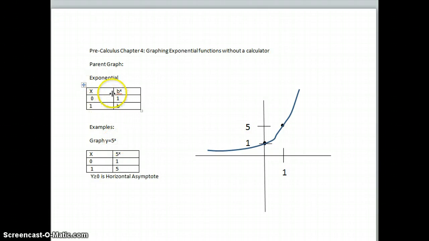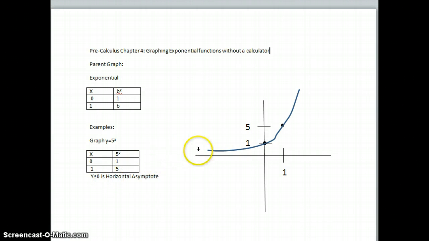Looking at our parent graph up here, we're going to have x, and underneath it is always 0 and 1. And then we know what our b is now, which is 5. So we're going to have 5 to the x, which is always going to be 1 and whatever b is, in this case 5. In case you forget 1 and b, you could always do 5 to the 0 power equals 1, and then 5 to the 1 power equals 5. Pretty simple. And then our horizontal asymptote is going to be y is greater than or equal to 0. We'll get to the next example and I'll show you how the horizontal asymptote could change.